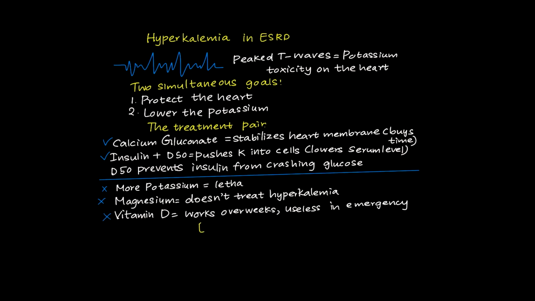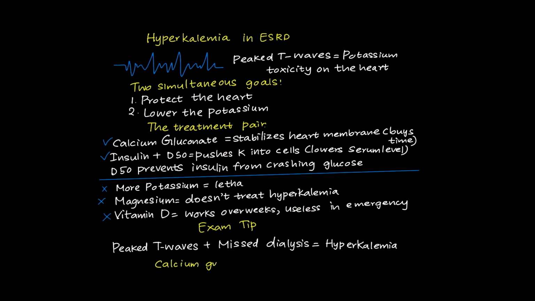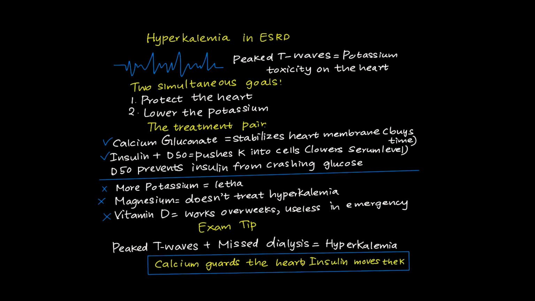Here's a WGU D455 exam tip for you. Peaked T waves plus missed dialysis equals hyperkalemia. The intervention pair to memorize is calcium gluconate to protect the heart, plus insulin and dextrose to shift potassium into cells. Quick recall hook. Peaked T's equal sign potassium emergency. Calcium guards the heart. Insulin moves the K.